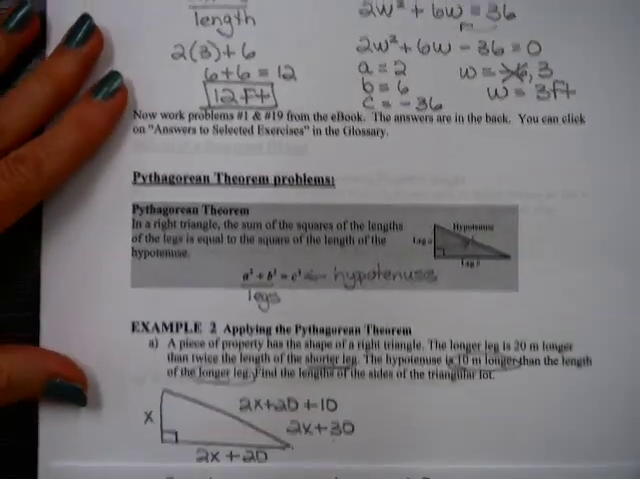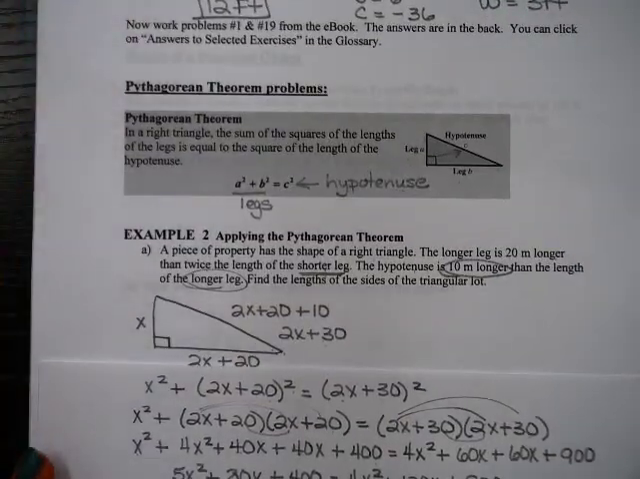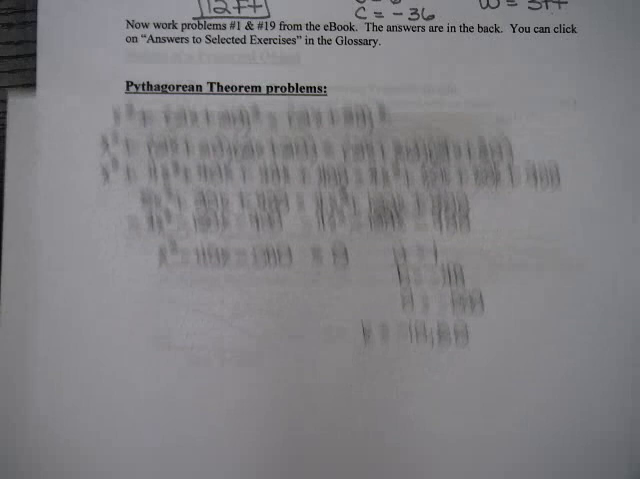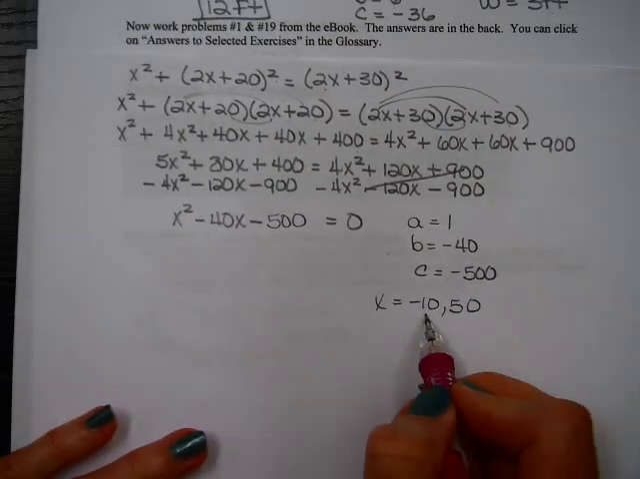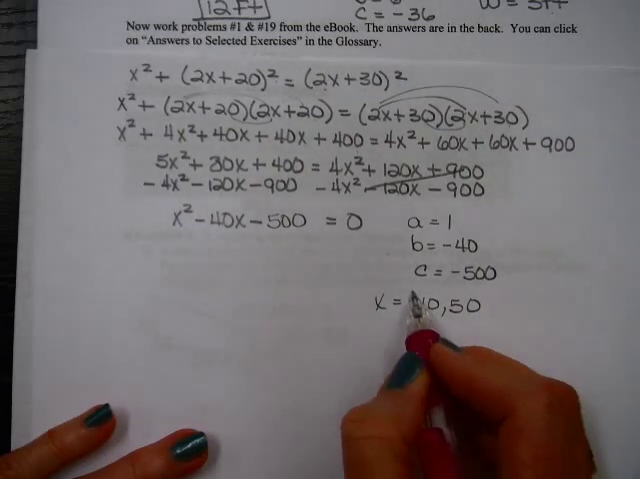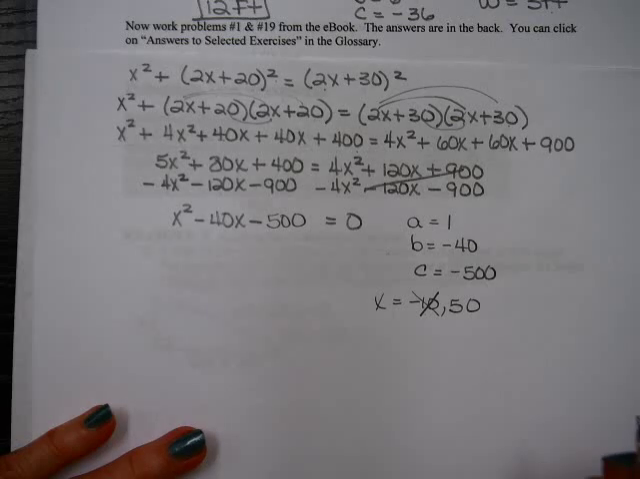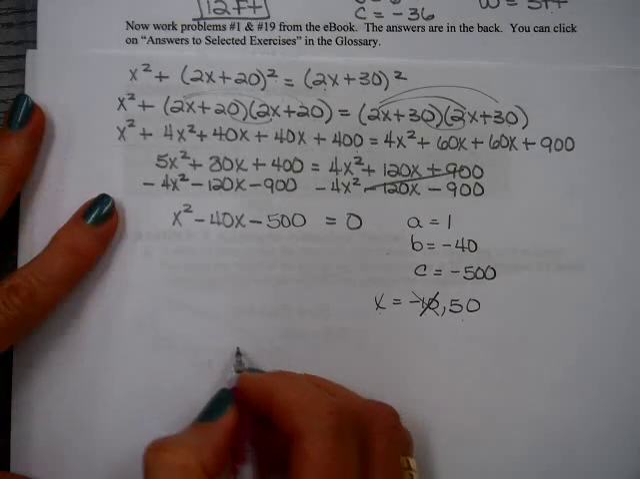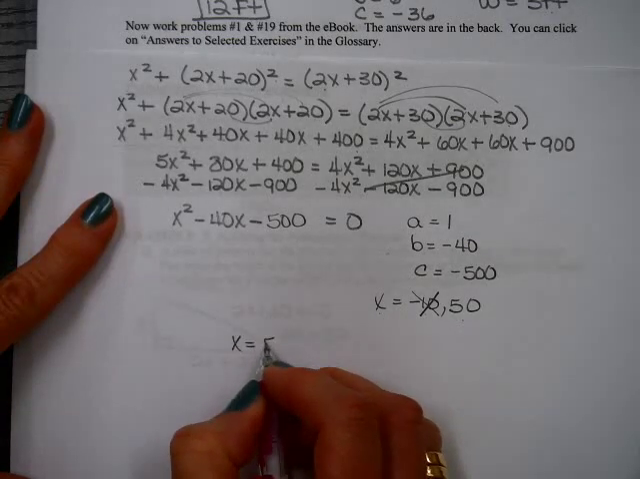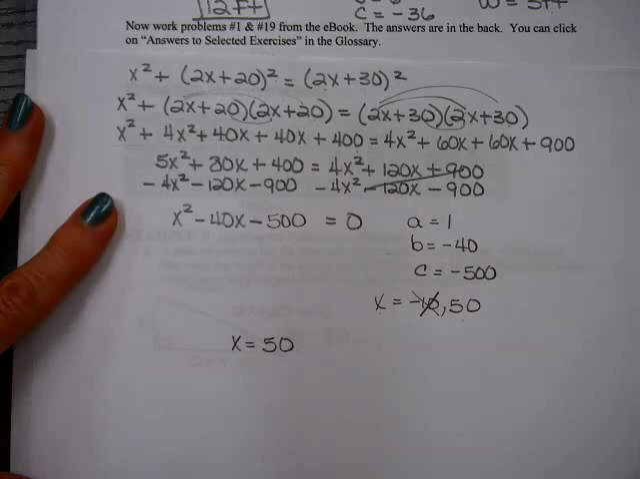We are talking about a lot, a piece of property. Can a piece of property have an answer of negative 10? Can we have a side of negative 10? No, we cannot. That means that x must be equal to 50.